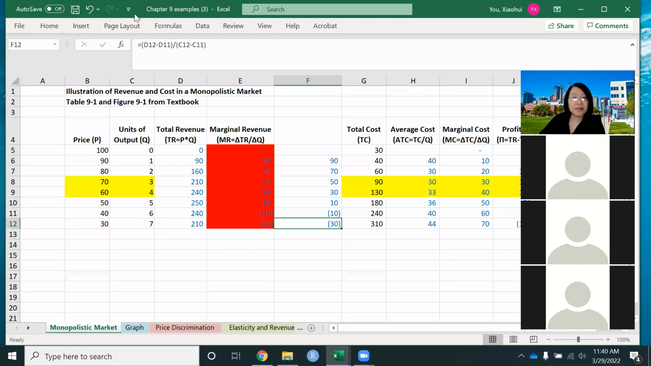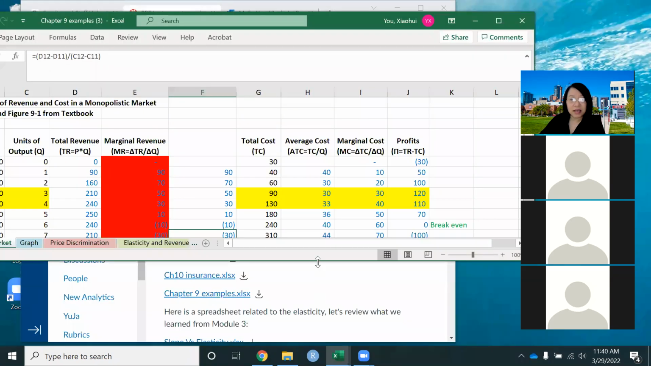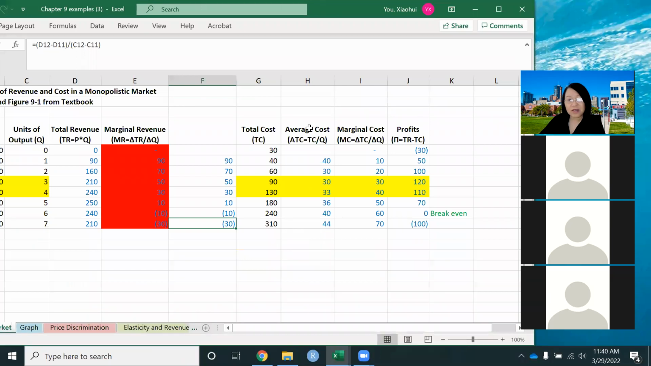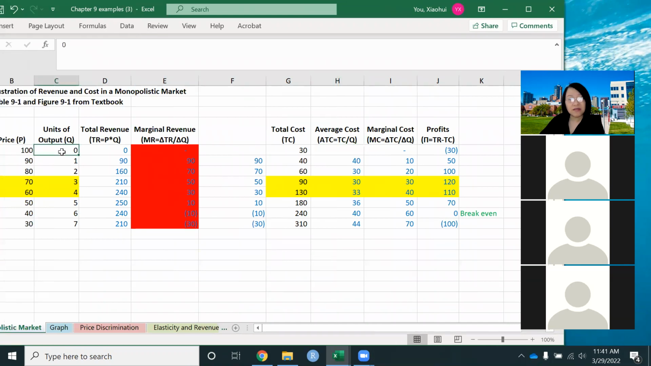Okay, and then total cost is given, and average cost is just total cost divided by Q. So why don't we have the value for this one? Because the denominator cannot be 0, right? The first Q is 0, so we don't have this value.